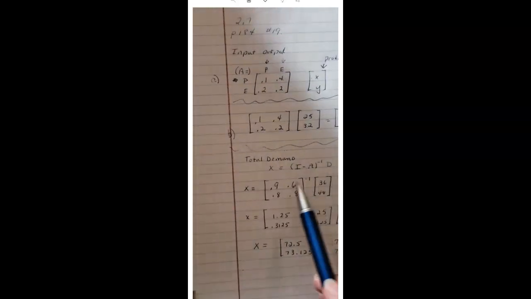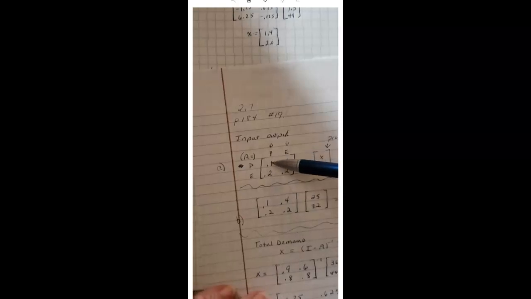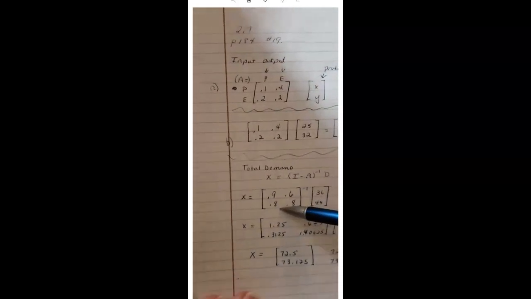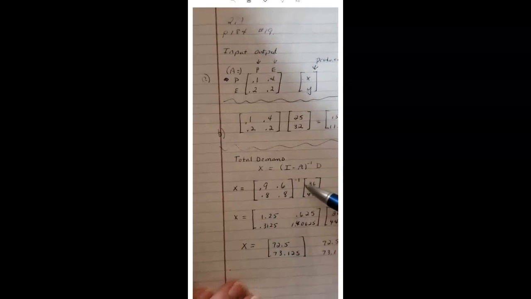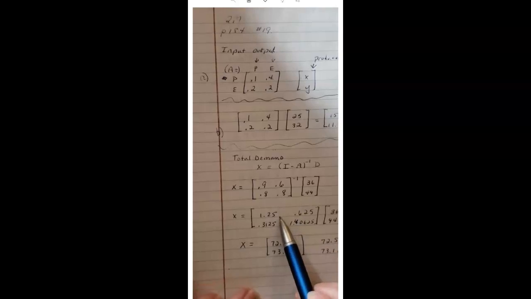So I went ahead and did that. Here's my I minus A. This was A. I took my identity matrix, which is 1, 0, 0, 1, and I subtracted them, and I ended up with this matrix. Take the inverse of that. Well, here's the inverse of this matrix. You can look on your calculator for that.